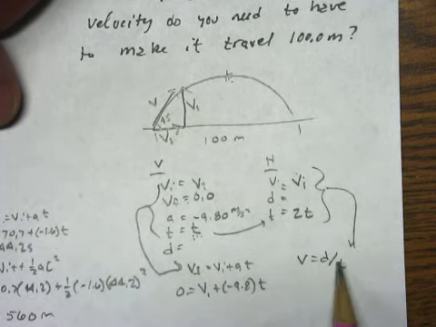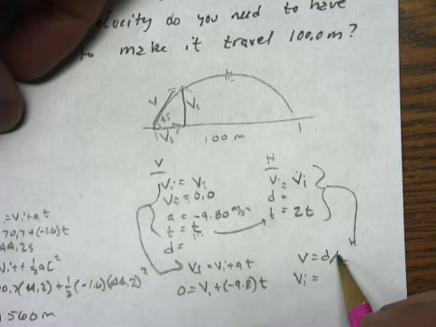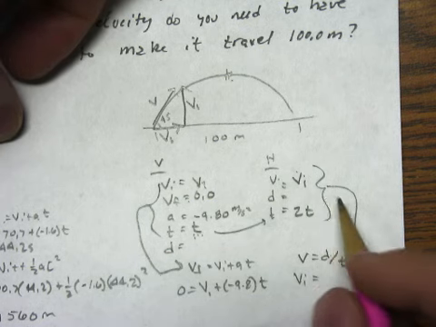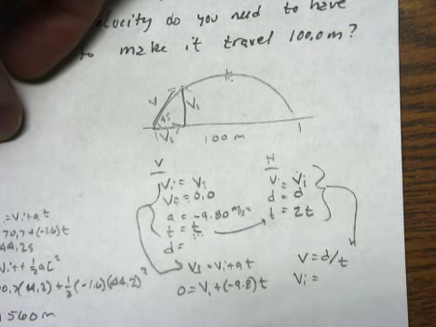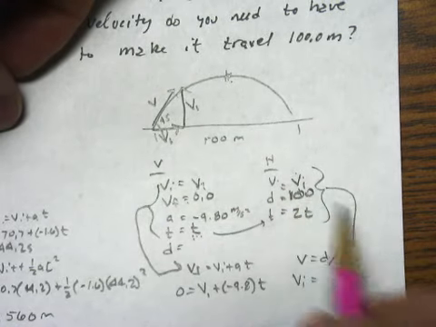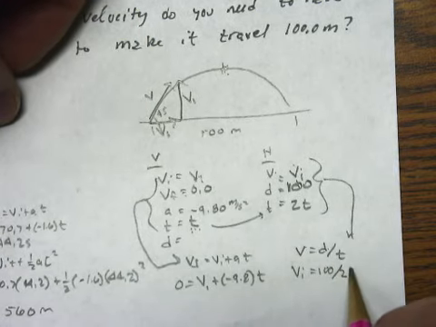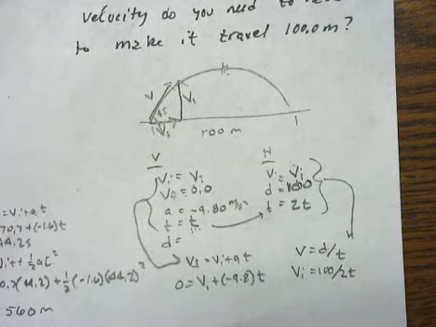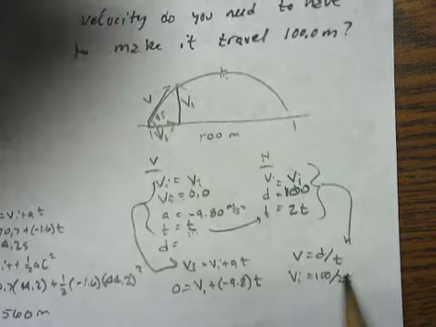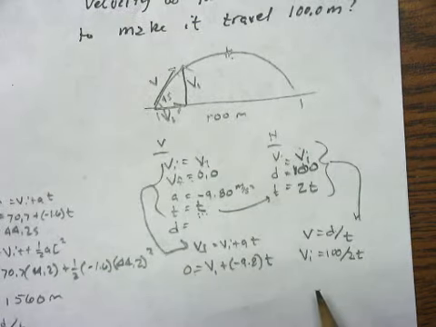Velocity is equal to distance over time. So I have velocity v1 equals the distance, unknown. Oh, no, I do know it. It's 100. Sweet. Divided by the time, 2t. So I've got two equations with two unknowns. So what I'm going to do is probably substitution.